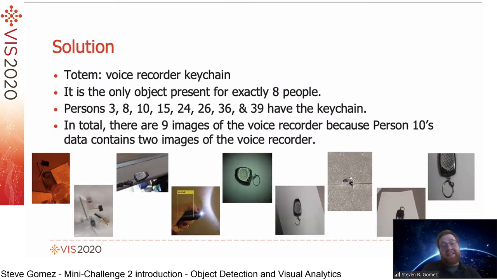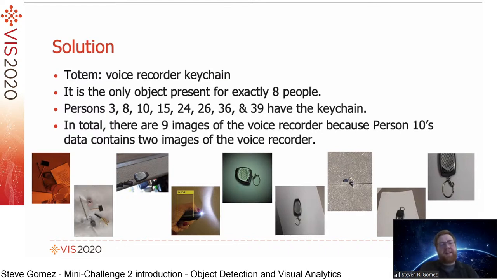So to cut to the chase, the totem was this little voice recorder keychain. You could think about it as maybe being like 3 centimeters in diameter. It was this little black plastic recorder that had a speaker on it, a record button, and a little keychain loop. So not the most typical object, considering that some of the other categories we were looking for were a pencil, a little deck of cards, a pair of sunglasses. So this had kind of an ambiguous or odd shape.